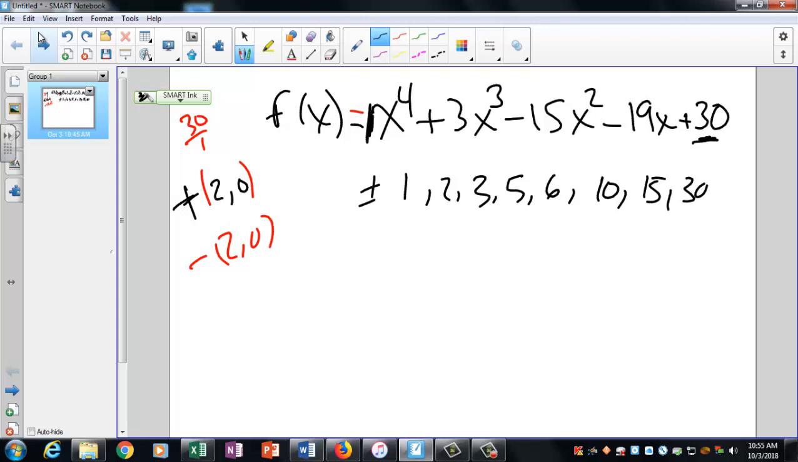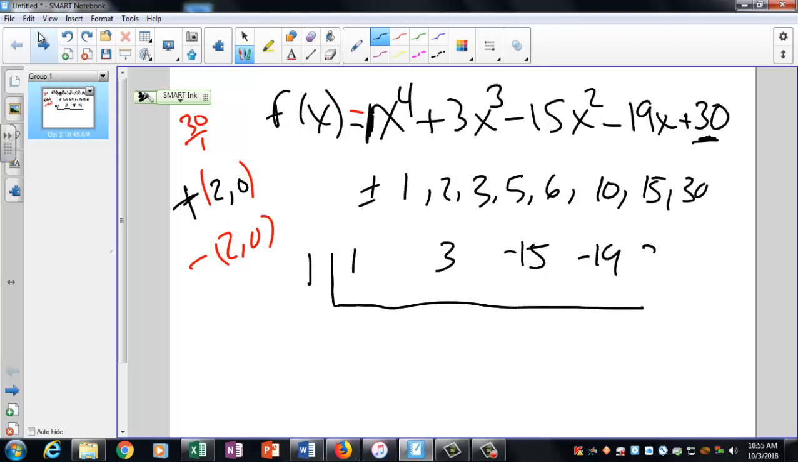Let's try 1. Let's see if 1 is a 0. 1, 3, negative 15, negative 19, and 30. 1 times 1 is 1. This is 4. This is 4. This is negative 11. This is negative 11. This is negative 30. This is negative 30, and this is 0. Okay.